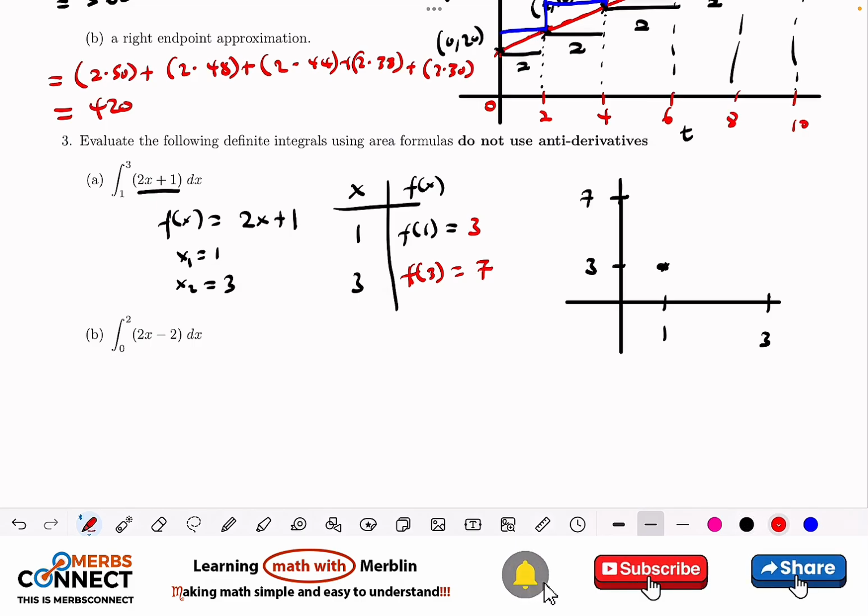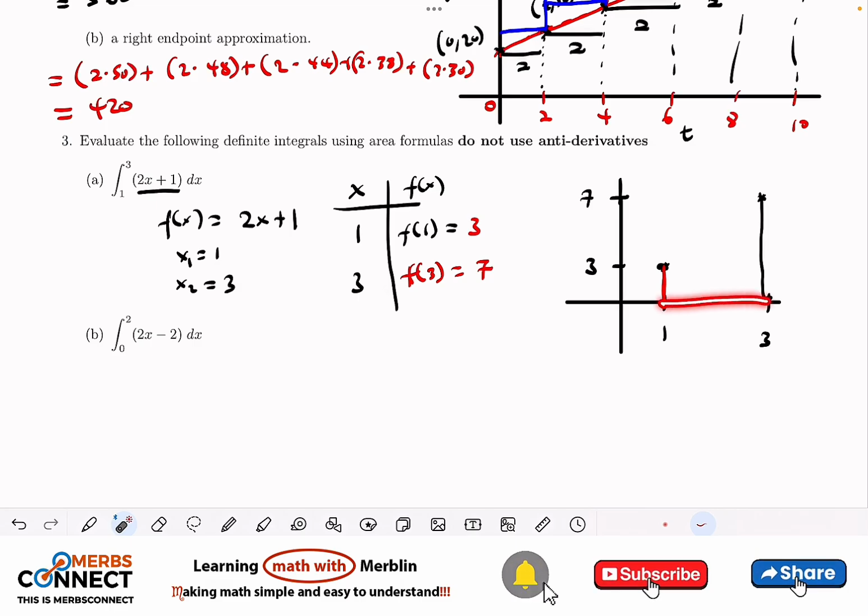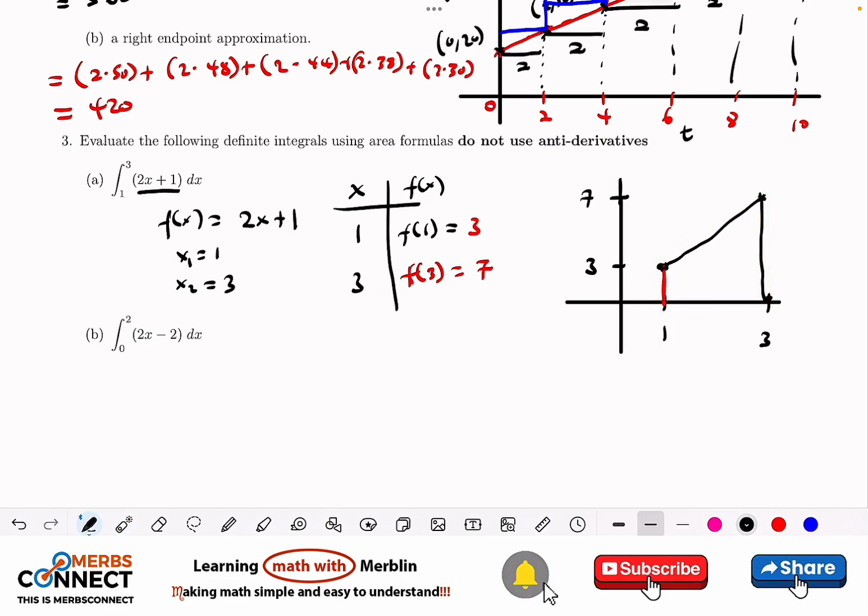So what I need to do is join my line where I have it, and 3 and 7 is somewhere here. I need to also have it like this. So now I have this, this, this, and that. The only thing left is to close this graph here. So I'm going to close it like this. And the area that I'm looking for is this. We need to find the integration under this.